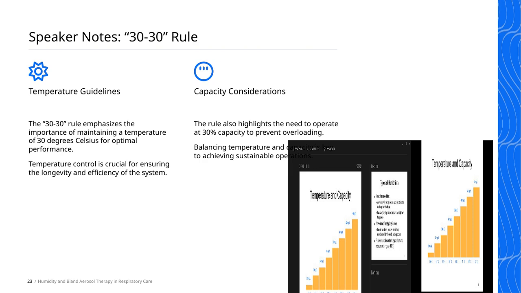This temperature control is vital because it directly impacts the longevity and efficiency of our systems. Keeping these parameters in check ensures we get the best results without risking damage or inefficiency. In summary, by carefully managing both capacity and temperature, we can achieve reliable and efficient respiratory care. These principles are fundamental for maintaining system health and delivering consistent patient care.